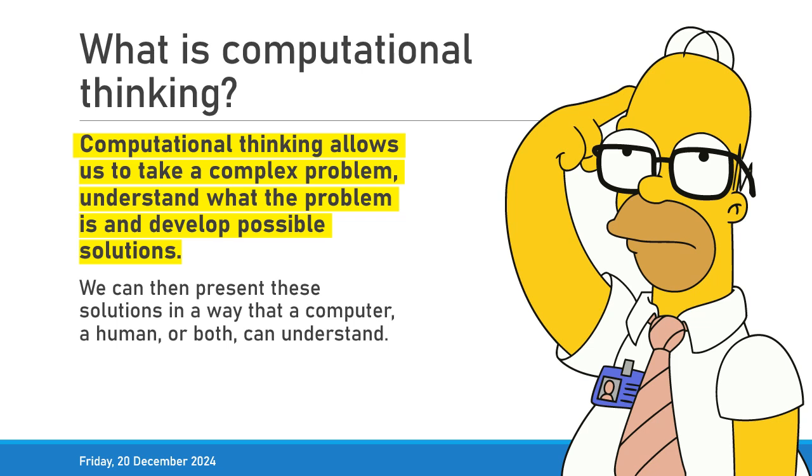Computational thinking allows us to take complex problems, understand what the problem is, and develop possible solutions. It's all about the ability to think logically through a problem. That does not mean that it's computer science specific. You can do this with any problem, in any walk of life, in any subject, and it will get you to a solution in the most efficient way possible.